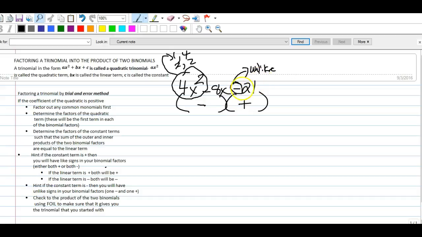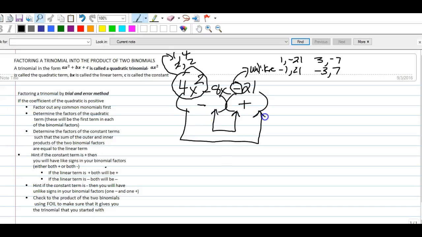Now, I have multiple factors for minus 21. They are 1 and negative 21, negative 1 and positive 21, 3 and negative 7, and negative 3 and positive 7. So again, I need to choose the factors of my quadratic term and the factors of my constant term such that the sum of the outer and inner product gives me the minus 8x.